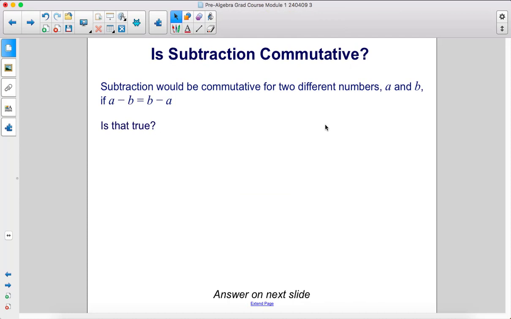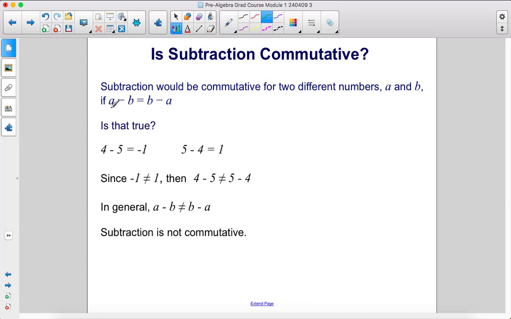Subtraction would be commutative for two different numbers, a and b, if a minus b equaled b minus a. Is that true? Well, let's try it. Let's assign a value of 4 and b a value of 5. So a minus b, 4 minus 5, well, that equals negative 1. However, b minus a, 5 minus 4, equals positive 1. Since negative 1 does not equal 1, that means that 4 minus 5 does not equal 5 minus 4. And in general, a minus b does not equal b minus a. Subtraction is not commutative.